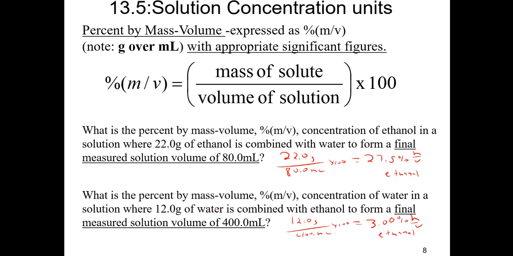Here are the complete answers. Make sure to write %m over v since it's a combination of mass over volume. Also, there's no changes to the units needed. It's always going to be grams divided by mils. The bottom one's a little bit trickier because your calculator may lie to you when it comes to sig figs, so there should be 3 sig figs. So it'd be 3.00%.